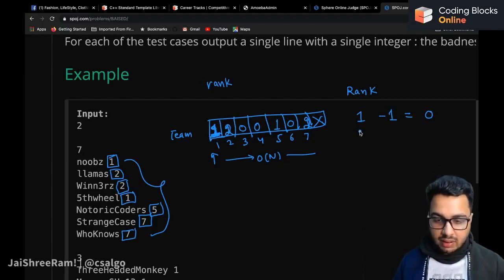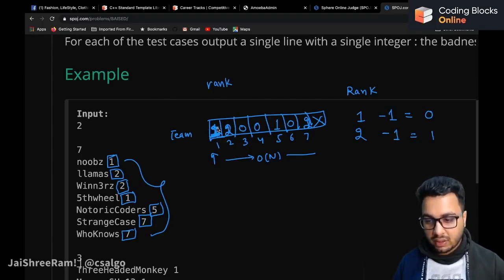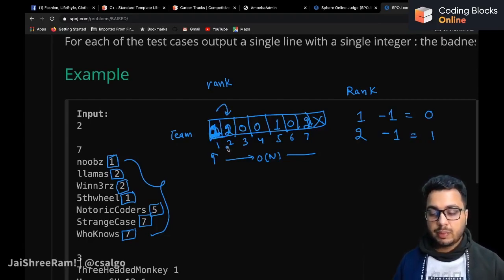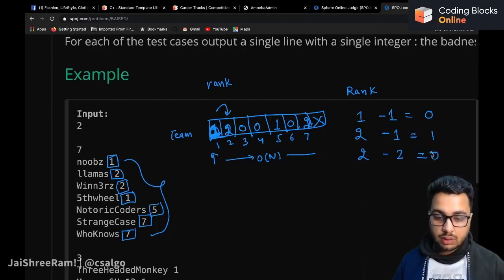So the next available rank will be incremented by 1, that is 2, and we pick one team out of it, and we say, okay, you will get a rank 1, so this gives us a total badness of 1, and this count becomes 0. So we go on to the next bucket. We pick a team 2, available rank is 2, and this team has asked for a rank 2, so this contributes a badness of 0, so we make this as 1.